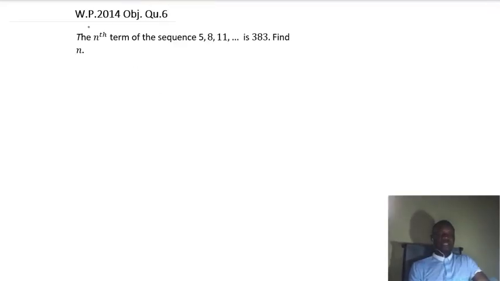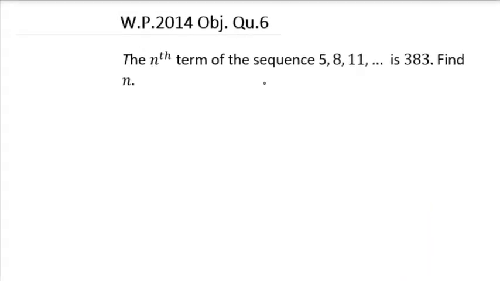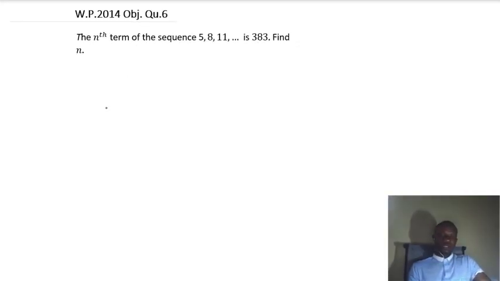Welcome students, we are still on sequence and series, and today we are going to tackle WASSCE Private 2014 objective question number 6. And this is the question: the nth term of a sequence 5, 8, 11 up to 383, find n. So we are looking for the number of terms that will be equal to that one.